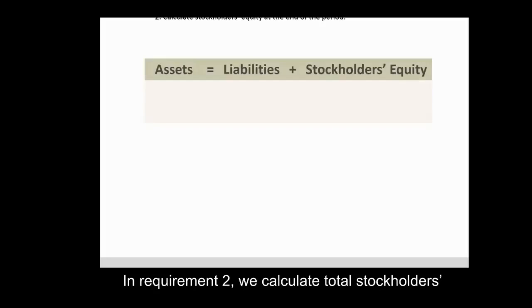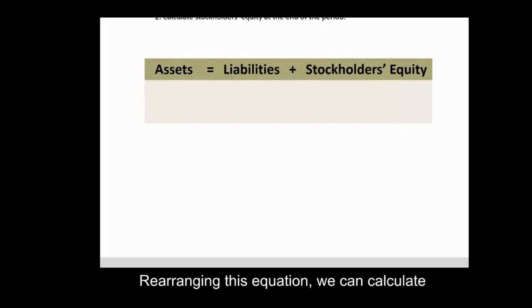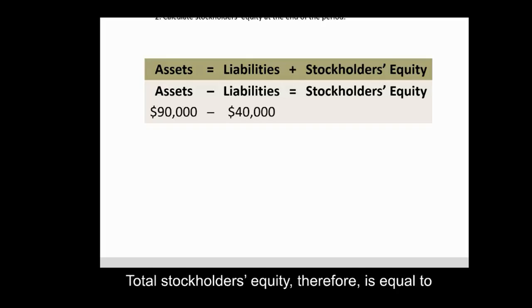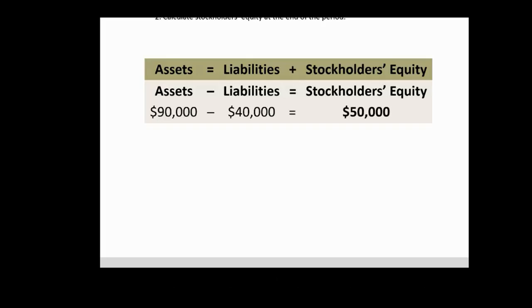In Requirement 2, we calculate total stockholders' equity using the accounting equation. Rearranging this equation, we can calculate stockholders' equity as the difference between assets and liabilities. Aqua Products has assets of $90,000 and liabilities of $40,000. Total stockholders' equity, therefore, is equal to $50,000.